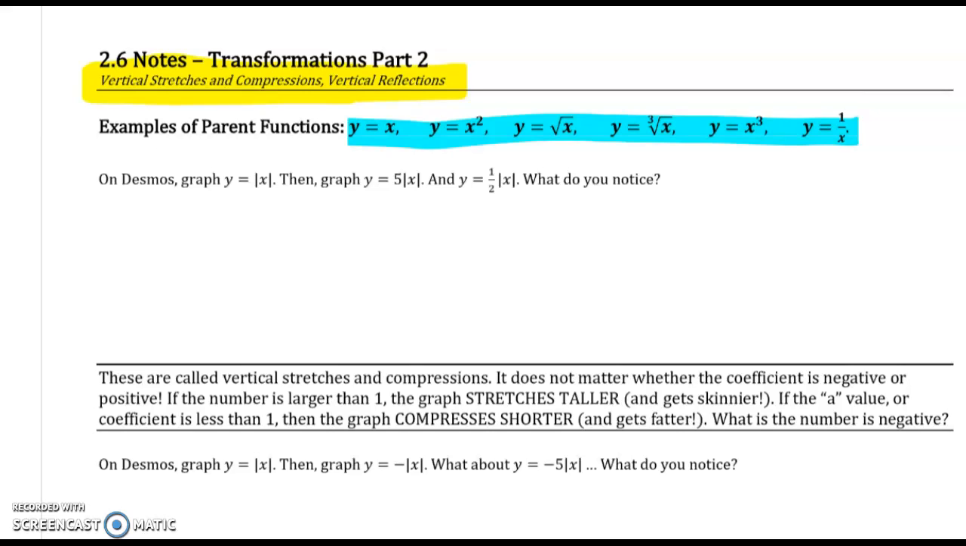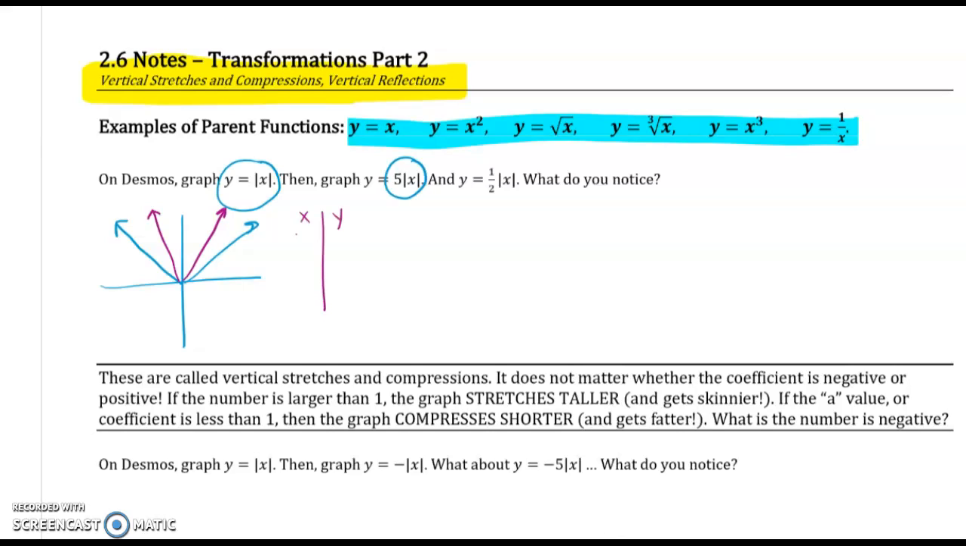So if I were to graph y equals the absolute value of x, which is a super basic graph, looks like that, and then I were to graph 5 times the absolute value of x, what would happen is it would be the same graph, but it would be stretched out taller. It's 5 times as tall, right? So when I plug in 1 on the parent graph, I get 1. On my child graph, when I plug in 1, I get 5. So it's 5 times as tall. So it's skinnier, so it looks smaller here, but it's actually just really tall.